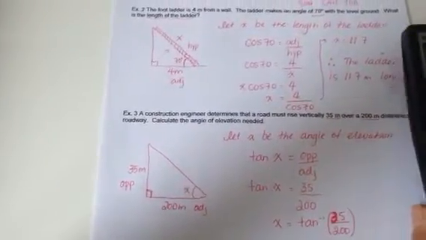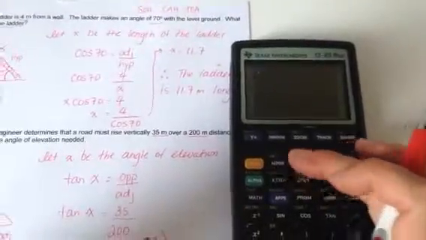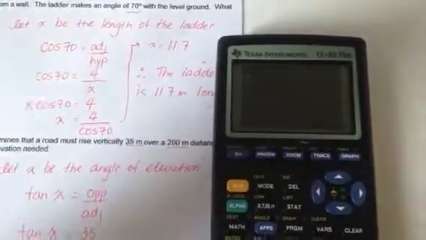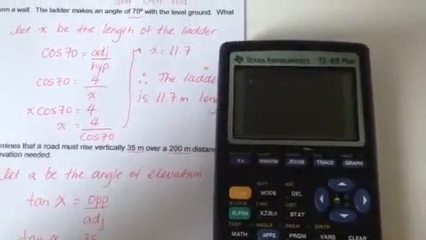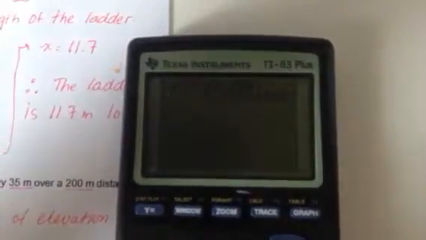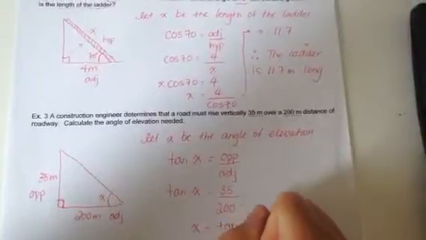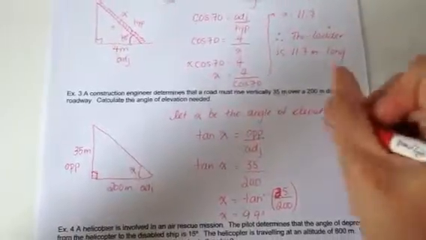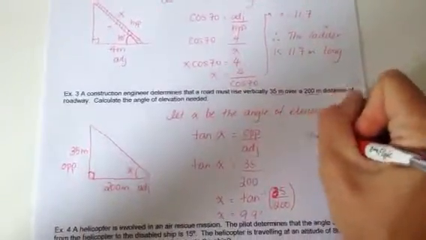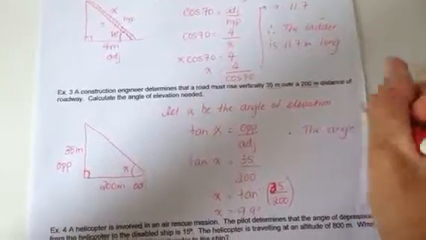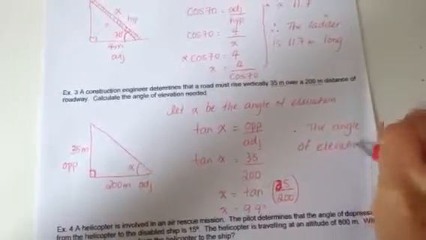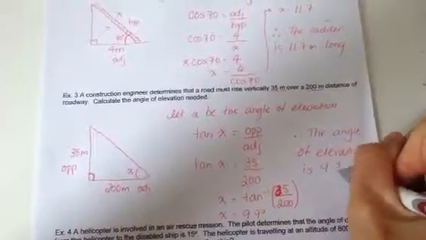So this is simply plugging it into your calculator. So the second function, tan, gives us tan inverse, and we want 35 divided by 200, and it gives us 9.9 degrees. So the angle of elevation should be almost 10 degrees. So therefore, the angle of elevation is 9.9 degrees.